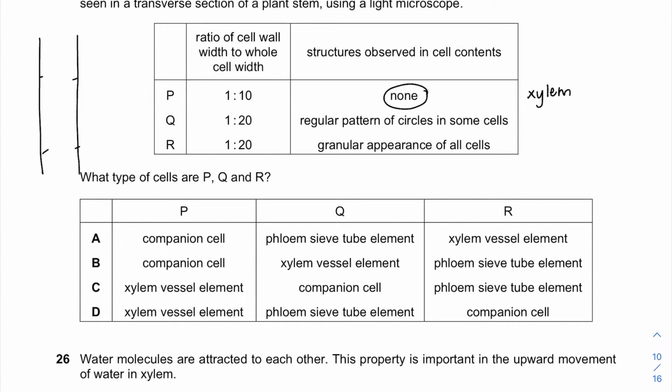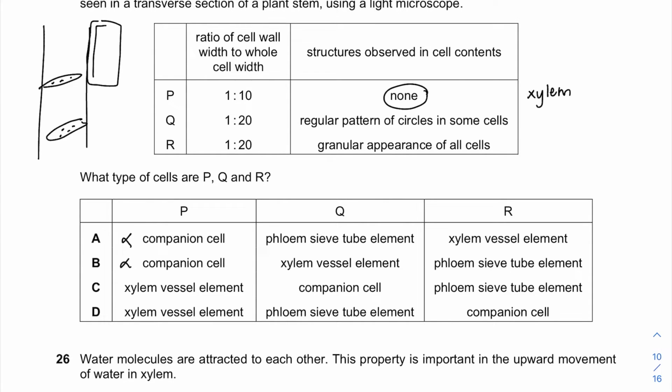And for the phloem tissue instead, we have our phloem tube with the sieve plate in between, and each phloem cell would be paired with a companion cell. Companion cells are living cells with all the organelles. So a regular pattern of circles in some cells would actually be the phloem sieve tube, because this is indicating the sieve plate, which is the companion cell.